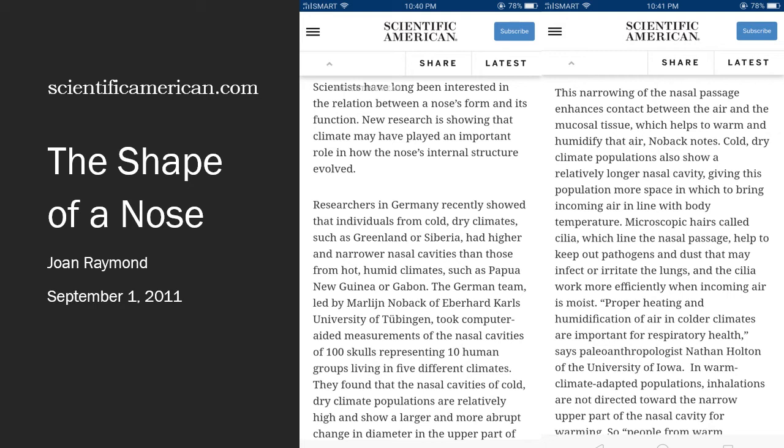This narrowing of the nasal passage enhanced contact between the air and the mucosal tissue, which helps to warm and humidify that air.